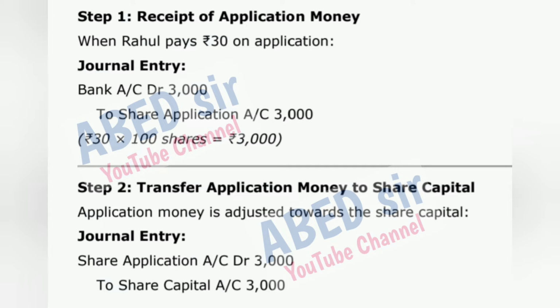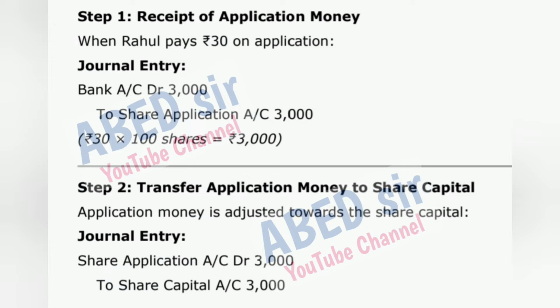Journal entry. Bank A/c Dr. 3000 to Share Application A/c 3000. 30 rupees times 100 shares is equal to 3000 rupees. Step 2. Transfer application money to share capital. Application money is adjusted towards the share capital.